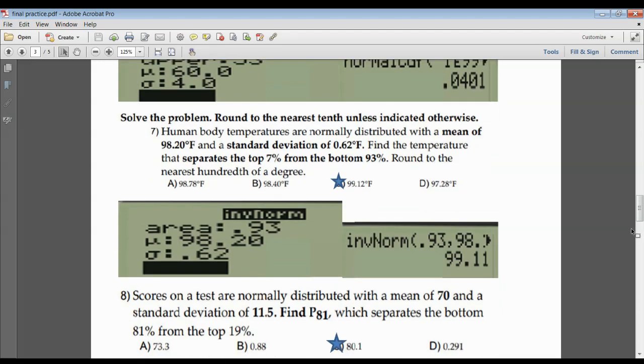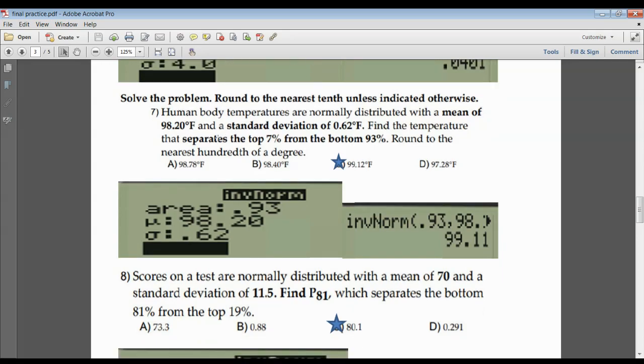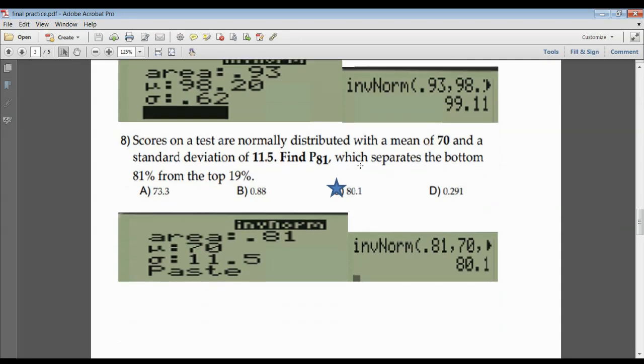Number 7, human body temperature is normally distributed, mean of 98.2, standard deviation 0.62. Find the temperature that separates the top 7% from the bottom 93. Well, that value is to the left, the bottom portion. We told you the bottom is 0.93, 93%. It's not the 7%. That's the top, the area to the right of where you're looking. You're interested in the area to the left, the bottom portion, 0.93. There's your mean, 98.20. There's your standard deviation, 0.62, and your answer is off by 1/100, 99.11. Correct answer, 99.12. So 1/100 is pretty darn close.